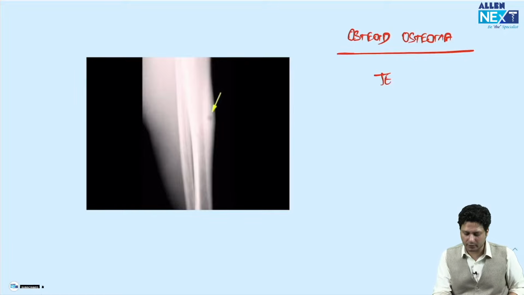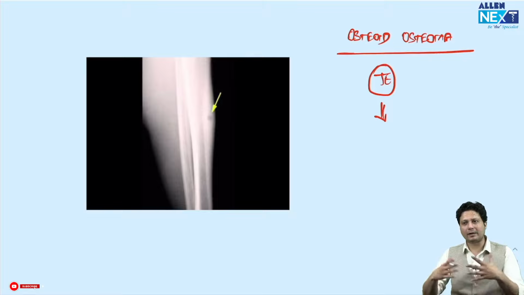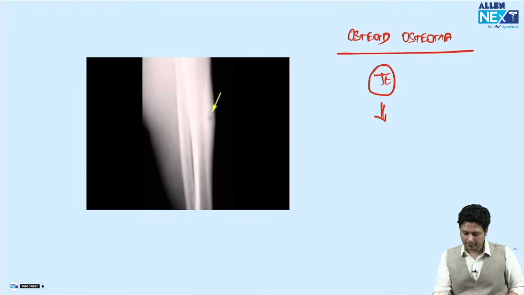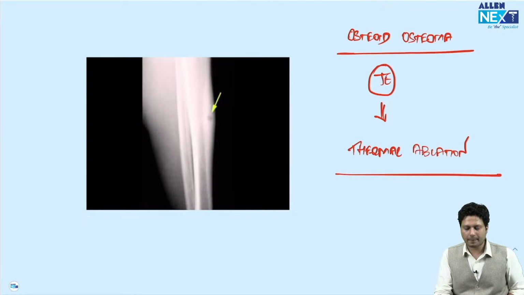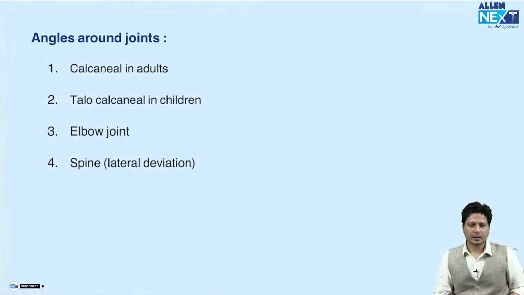The second point of importance related to osteoid osteoma is the management. That means the treatment of osteoid osteoma. You know, today percutaneous thermal ablation, all right. So thermal ablation by the cautery is considered to be the treatment today. Means for every osteoid osteoma, you need not excise the tumor by opening it, all right.